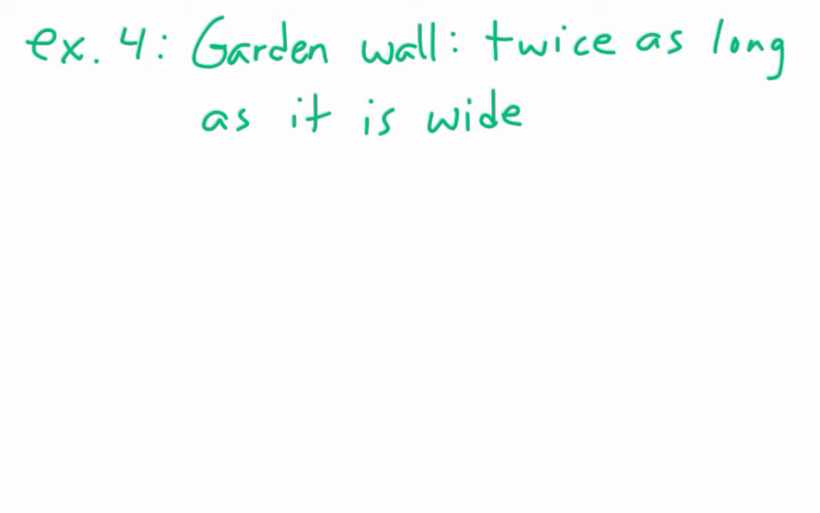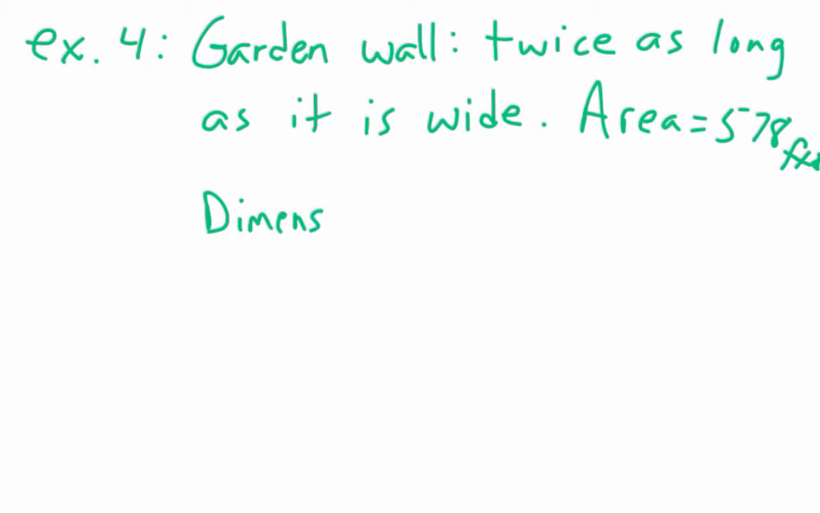Really what we're doing is an additional step towards the beginning, but the solving is going to be the same as what we've been doing. So you have a garden wall, it's twice as long as it is wide. The area is 578, that'd be square feet. And the question is, what are its dimensions?